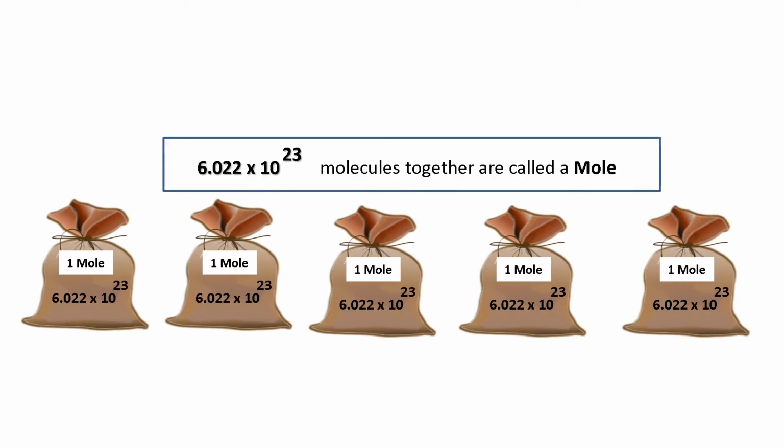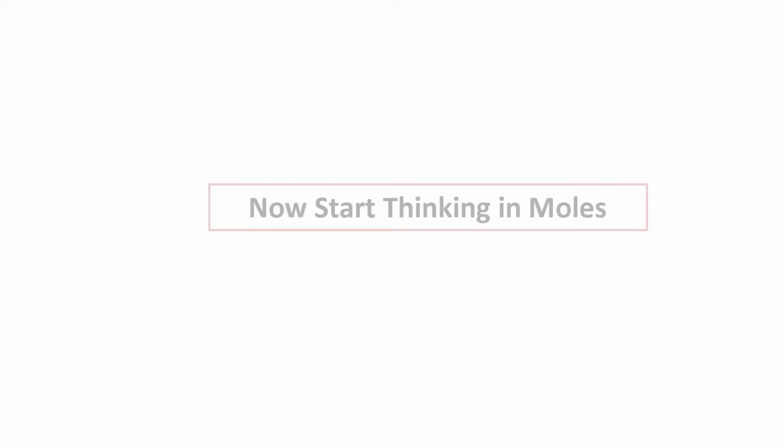Here we can see that there are 5 sacks containing 6.022 into 10 to the power 23 number of atoms in each bag. So we have 5 moles of atoms in total, right?